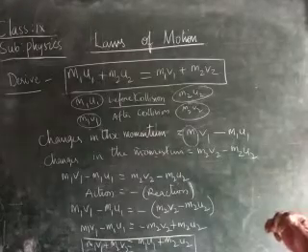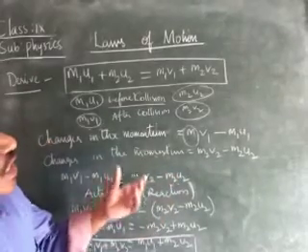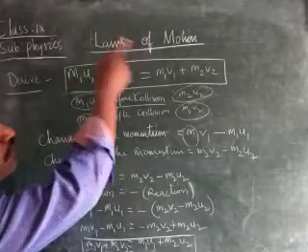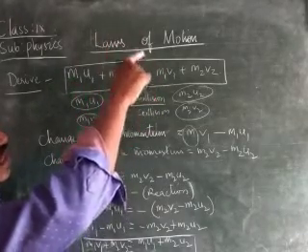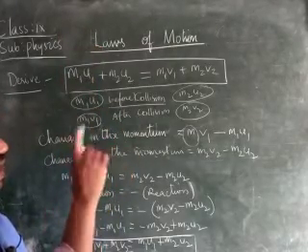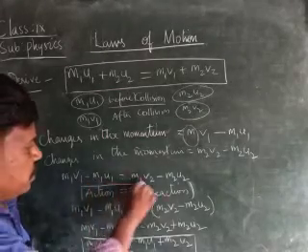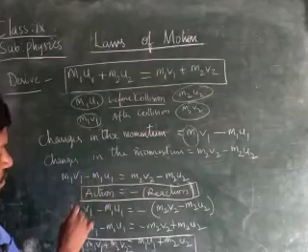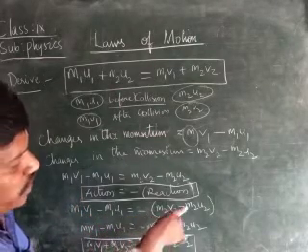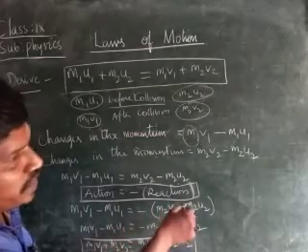When they collide with each other, their momentum changes, and action is equal to minus reaction. The force acting by the body of mass m1 on m2 is equal to the force acting by the body of mass m2 on m1. According to Newton's third law, when we equate them, m1 v1 minus m1 u1 is equal to minus of m2 v2 minus m2 u2. Multiplying this, minus m2 v2 and minus of minus is plus m2 u2.